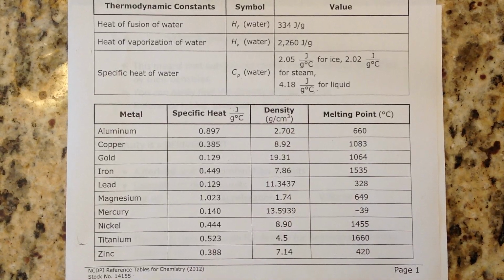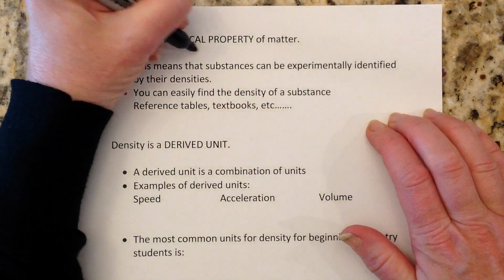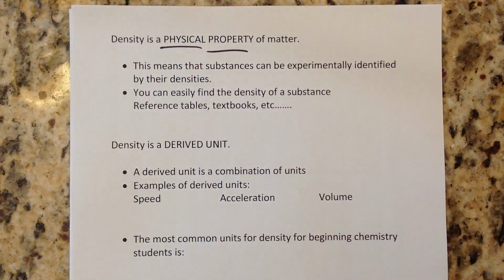So it's really handy, often if you're working in any type of science, especially chemistry, to be able to look up the density of these substances. That can be really helpful. So that means, again, the fact that density is a physical property means that the substances can be experimentally identified by their densities, and you can easily find the density of a substance using any number of reference tables, textbooks. You could Google it, whatever.